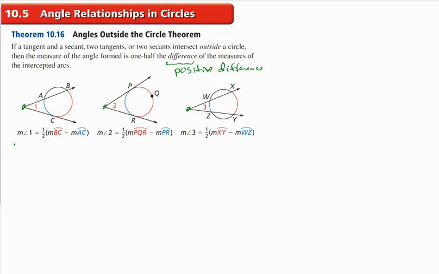The positive difference occurs when you take the larger number and you subtract the smaller number. For example, 3 minus 2 has a positive difference of 1, but 2 minus 3 has a difference of negative 1. But if you ask for the positive difference of 3 and 2, you would say positive 1. You would take the larger number and subtract the smaller. Well, we can see that we have a large arc and a small arc. We're going to take the large arc minus the small arc to get the positive difference. And we'll do that for each case.